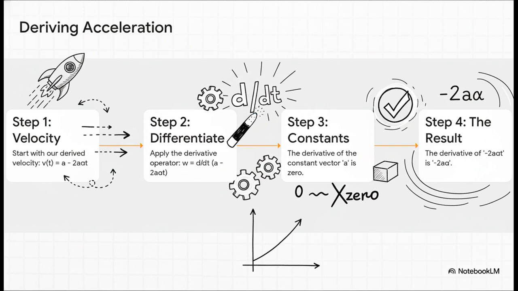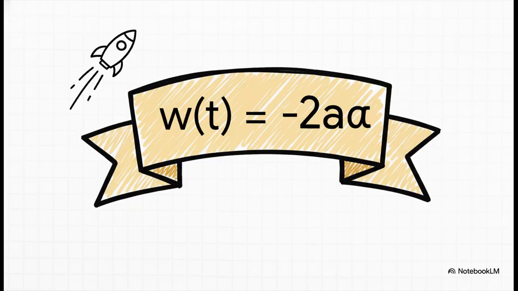Now, have a look at step 3. That first term, the vector a, is a constant, so its derivative is just 0. It's gone. Easy. Now for the second term, negative 2a alpha t, the derivative with respect to t is simply the constant factor out front, and that gives us our final answer in step 4, just negative 2a alpha. And there you have it.